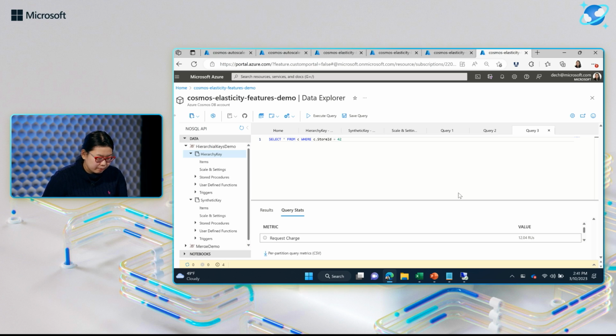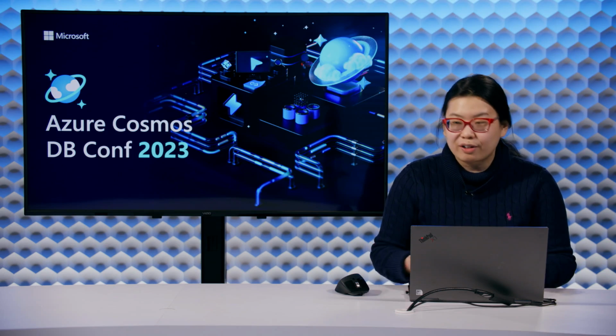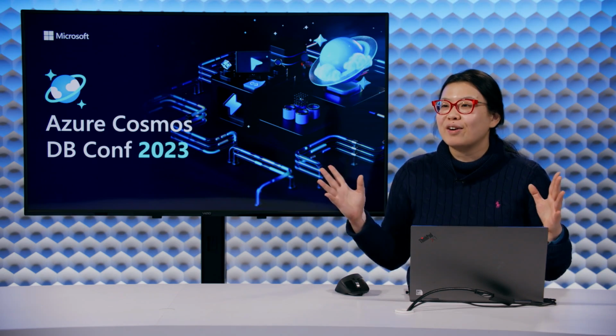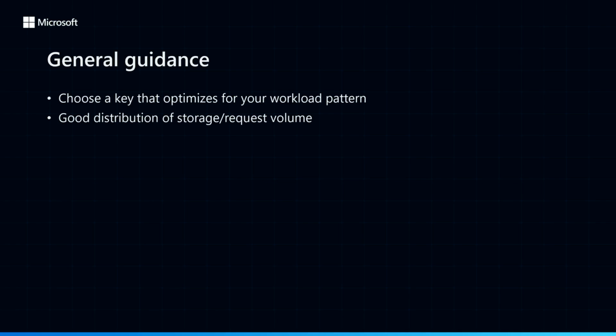Okay. Wrapping up with some general guidance. Again, this is a topic that could probably take a whole hour, so I just want to give some general guidance here. Feel free to check out our myriad of resources on the same topic. In general, you want to choose a key that optimizes for your workload pattern. If it's read-heavy, you'll follow certain guidance. If your workload is mostly writes, we have different guidance for that. In either case, you'll want to pick a partition key that gives you a good distribution of storage and request volume.